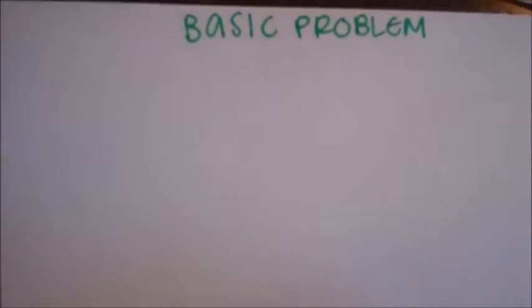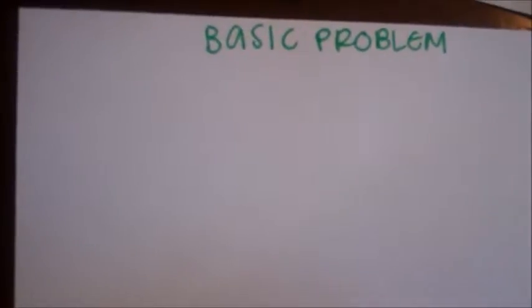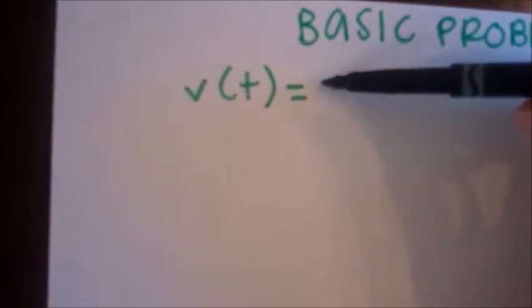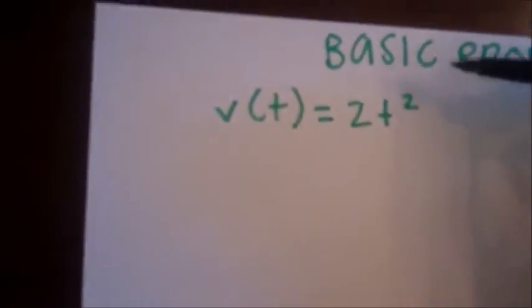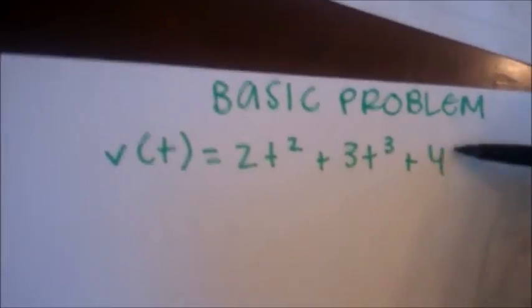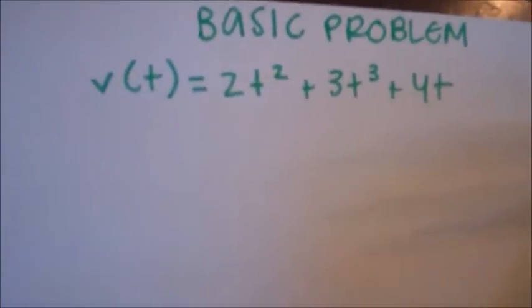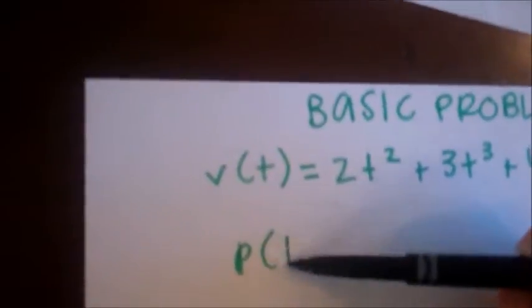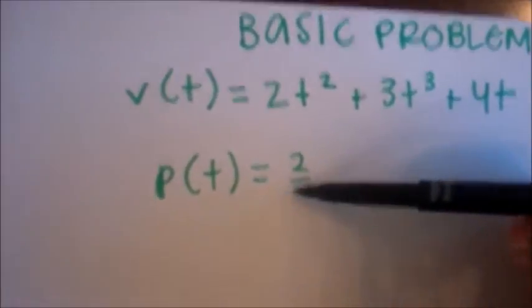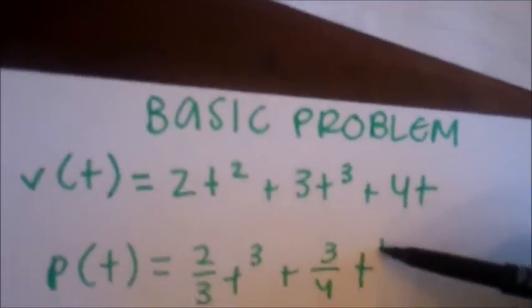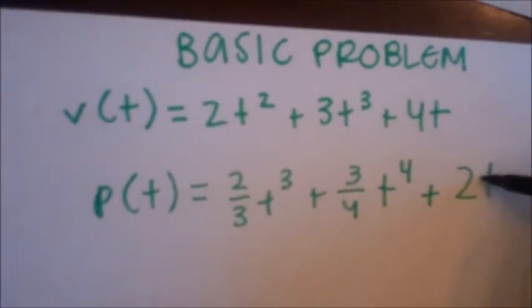To use integrals to find particle displacement, you need to take the antiderivative of a velocity function. So, if a particle is moving at a velocity of v of t equals 2t squared plus 3t cubed plus 4t, find its displacement. This solves, using the rules we discussed, to p of t is equal to 2/3 t to the third plus 3/4 t raised to the fourth power plus 2t.